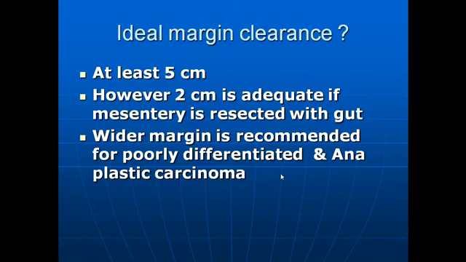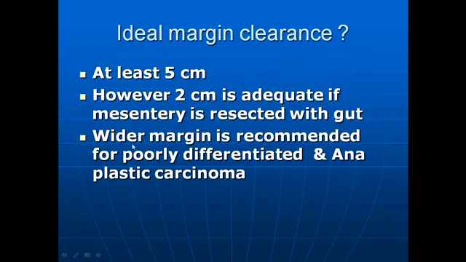Now the important issue is the margin clearance. There is a term commonly used in surgery of malignant diseases, especially tumorous conditions. What is the ideal margin clearance? At least 5 centimeters. So you have to clear 5 centimeters proximally and 5 centimeters distally from the tumor margin. However, 2 centimeters is adequate if the mesentery is resected with the cut. Wider margins are recommended for poorly differentiated and anaplastic tumors. So the ideal standard is 5 centimeters, but 2 centimeters is enough sometimes.